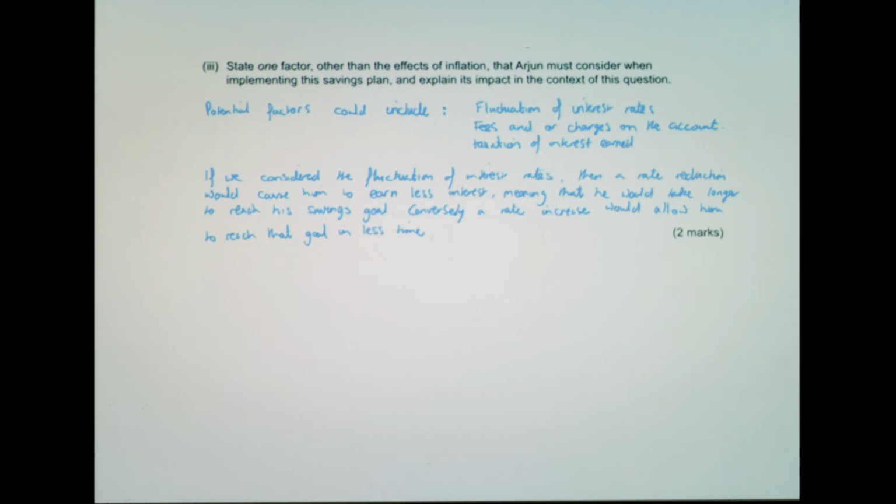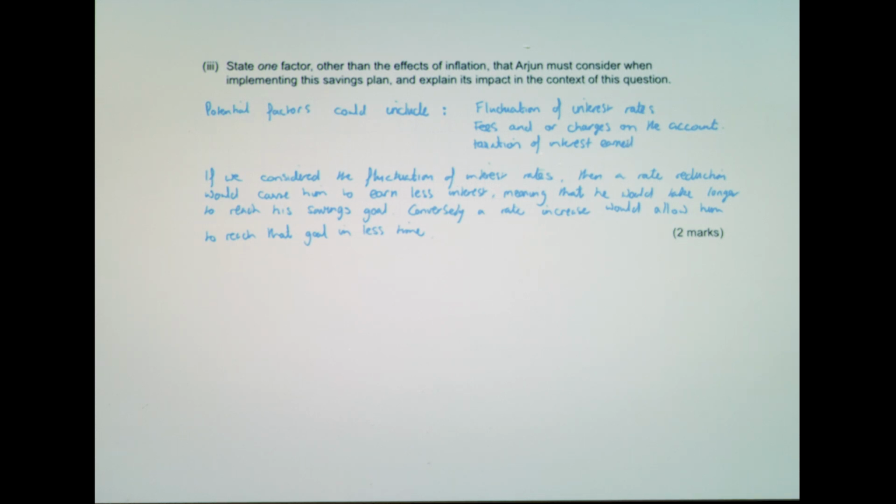What we were looking for here was one factor and then an explanation of how that factor actually impacted the savings. So hopefully you can read my writing. If we considered the fluctuation of interest rates, then a rate reduction would cause him to earn less interest, meaning it would take longer to reach his savings goal.